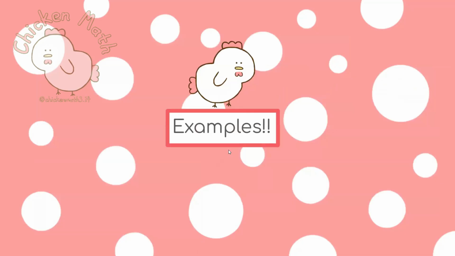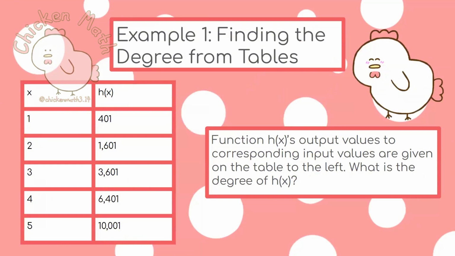All right, we're going to be moving on to some examples now. We're going to be looking at 4 examples in this video. First, we're going to be finding the degree from tables. Right here, we're given h of x's output values and corresponding input values, and we're going to see what the degree of h of x is. So we're going to be looking for those differences between these successive output values.